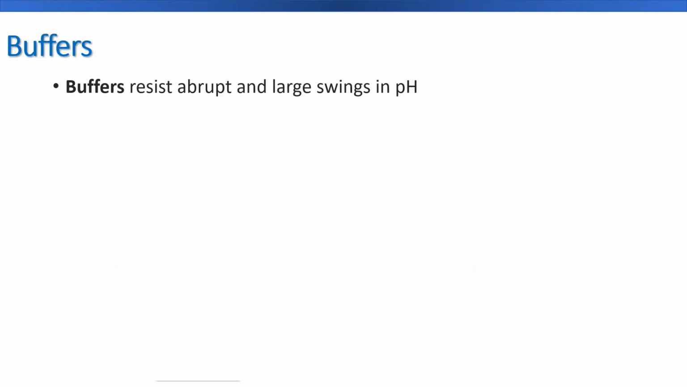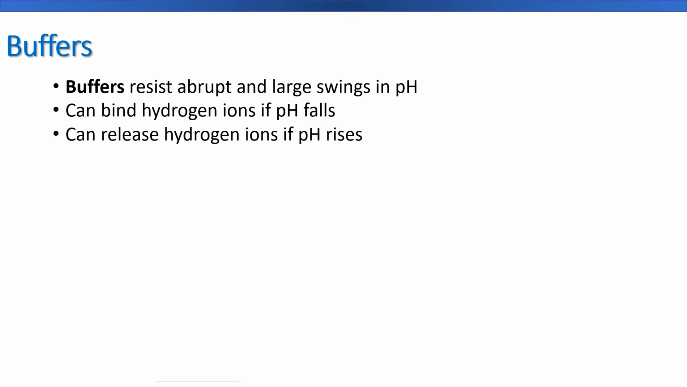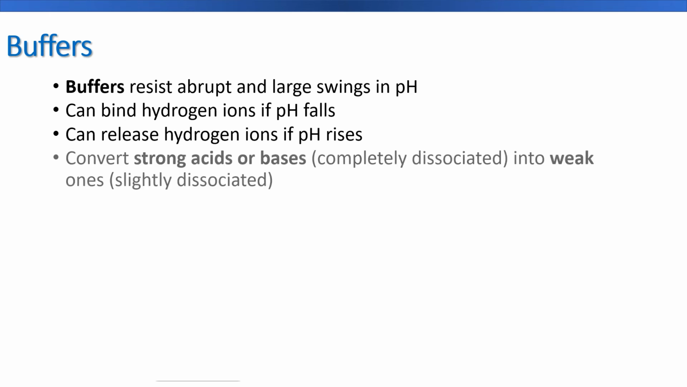So what is a buffer? Well, a buffer is a solution that can resist abrupt changes and large swings in pH. So how does it do that? Well, it does that by either binding hydrogen ions, if there should be a big influx of hydrogen ions by the addition of an acid, thereby lowering pH, or it can release hydrogen ions if the pH should suddenly rise because there's been a big influx of hydroxide ions. So basically, the magic of a buffer is that it can convert strong acids and strong bases into weak ones. So let's look at an example of how this works.